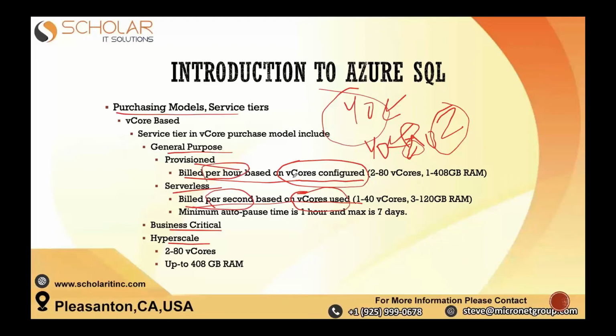Provisioned charges per hour. Even if you are configured for 40 and you are just using 5, you will be charged for 40 for the entire hour until you scale down to 5 vCores for that particular server. Now you have a new functionality in serverless that's called auto pause. There is a minimum auto pause buffer time, that's 1 hour minimum, max is 7 days. We will see what it means. Let me quickly show you that.